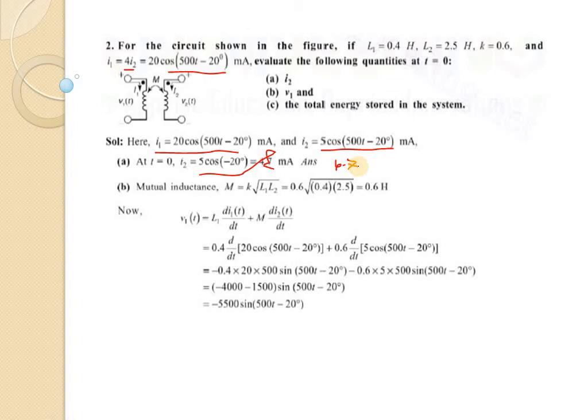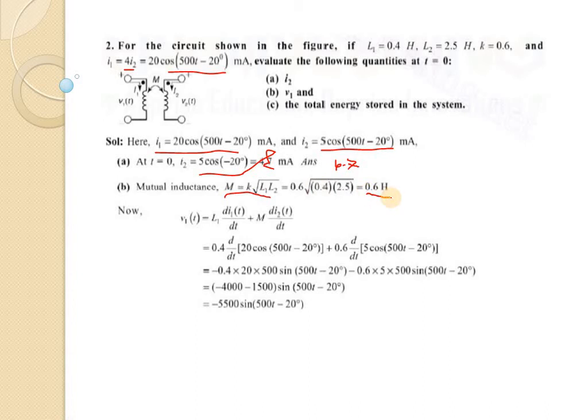Now for the second problem, we have to calculate the value of V1, and we will solve this problem with the help of mutual inductance. First we will calculate the value of M from the well-known formula, that is K into root over L1 L2. From there we have calculated the value of M, that is 0.6.